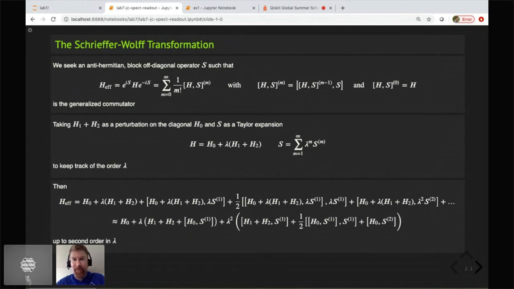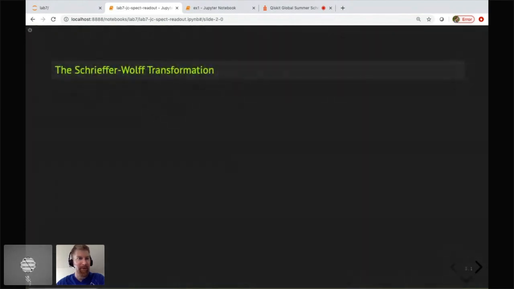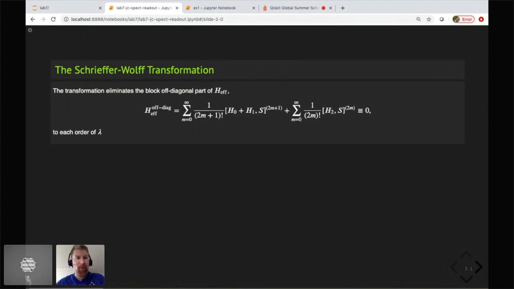Now, what kinds of properties do we need to have? And this is the next trick of the Schrieffer-Wolff transformation. Well, it turns out that what we want to do here is block diagonalize, or you could also rephrase that as taking the block off-diagonal part and setting that equal to zero. And that's exactly what this expression is here. So this is just considering our effective Hamiltonian and calculating the parts that are block off-diagonal.